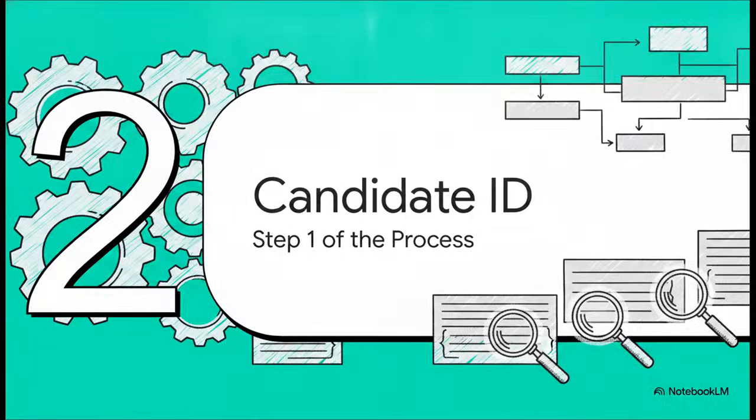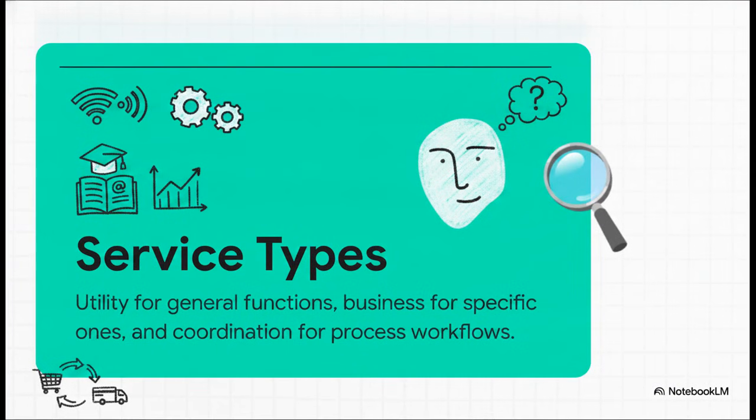Moving on to Section 2, Step 1, Candidate Identification. This first step is where developers really have to put on their analytical hats. You look closely at a business's processes to discover which reusable abstractions can be converted into useful services. To figure out what should become a service, we rely on a classic classification by an expert named Erl. According to Erl, you must recognize three fundamental types of services.